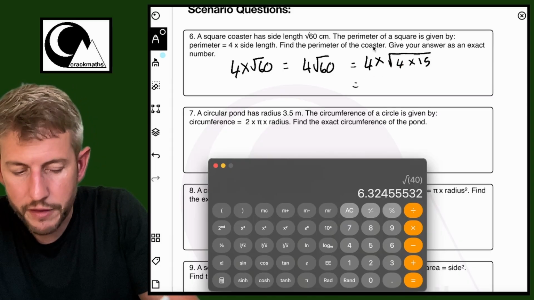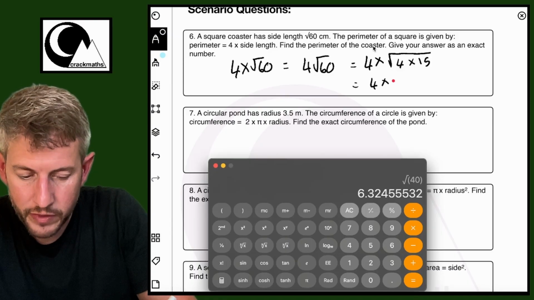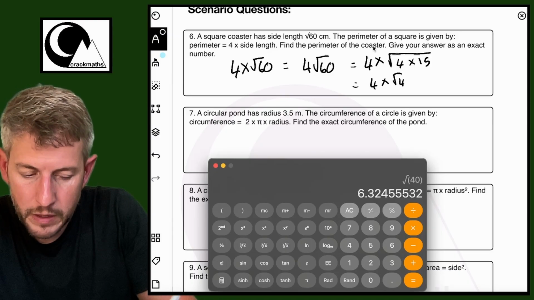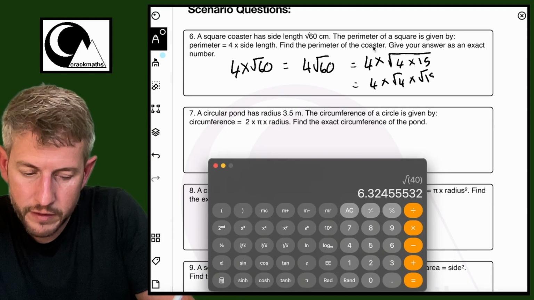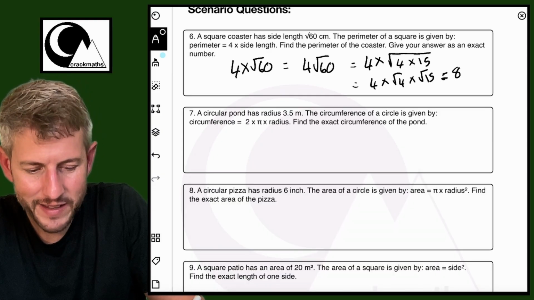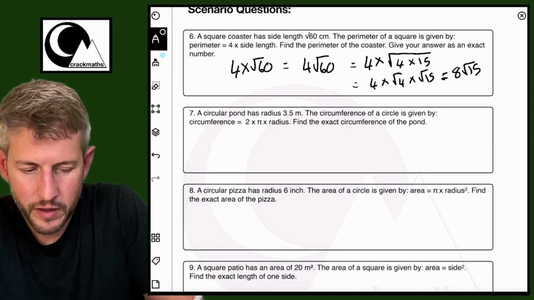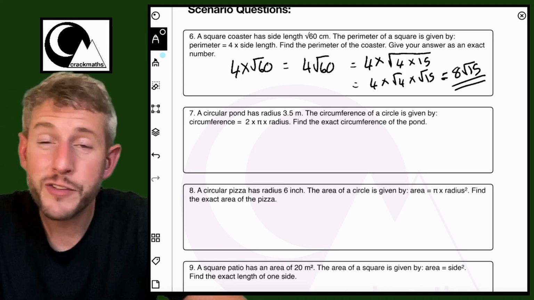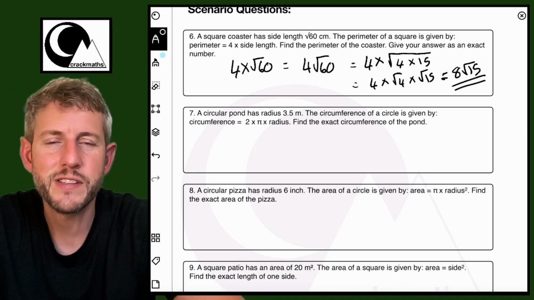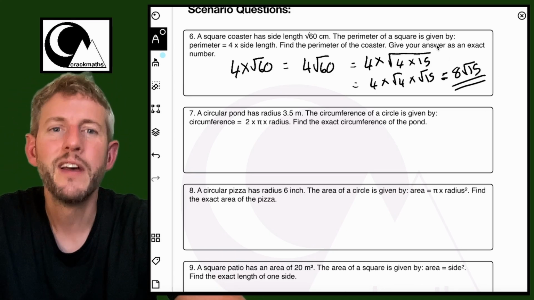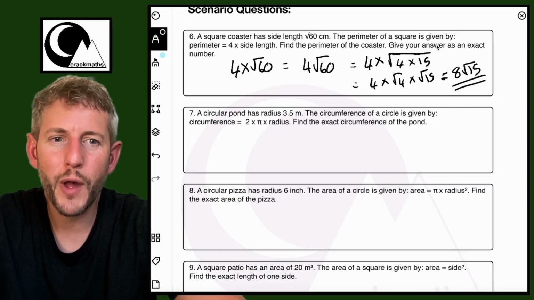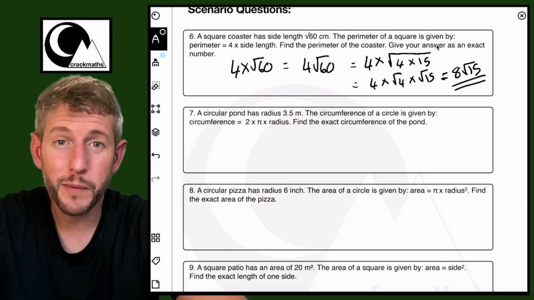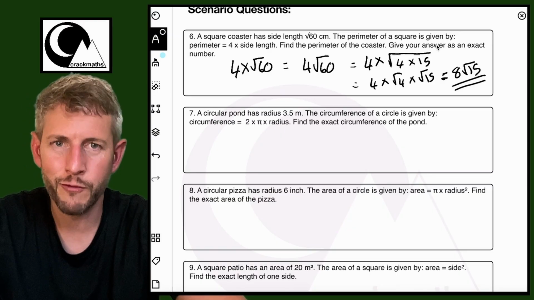So what we can do is think about this as 4 times the square root of 4 times the square root of 15, and that is equal to 8 root 15. But that is a skill that you're not going to need for Foundation GCSE. It was just something I did to explain the number on your calculator if you type this into your calculator and get 8 root 15.